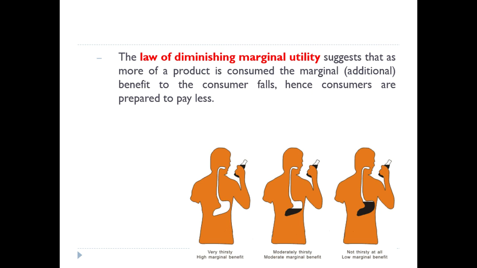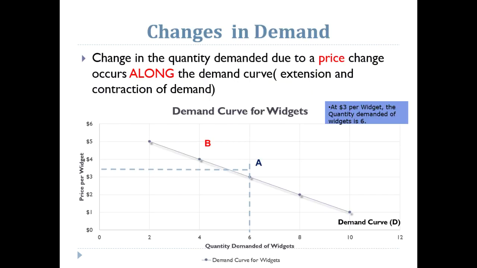Like that your satisfaction will be going down. Okay, so that particular law is known as what? Law of diminishing marginal utility. Okay, so let's go to the next slide.